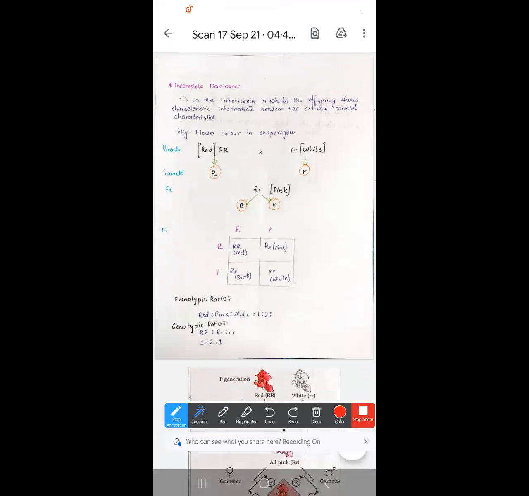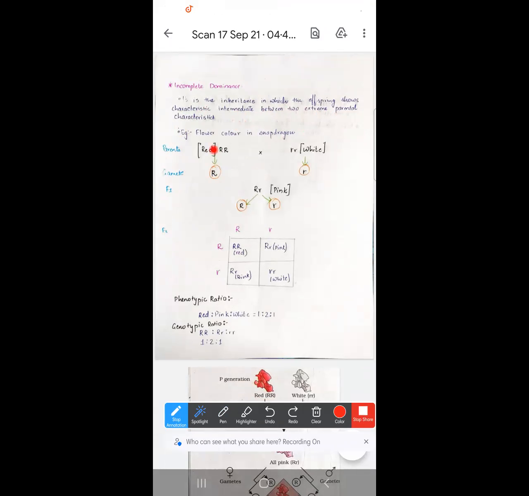Incomplete dominance. It is the inheritance in which the offspring shows a characteristic intermediate between the two extreme parental characters. We can understand from the word incomplete dominance that the dominant character is not completely dominant over the recessive character. So we can easily understand this.